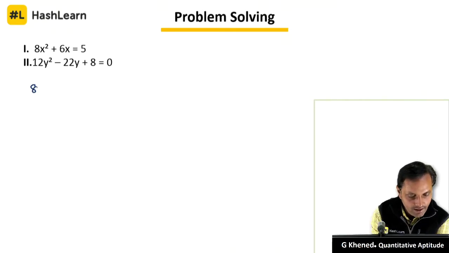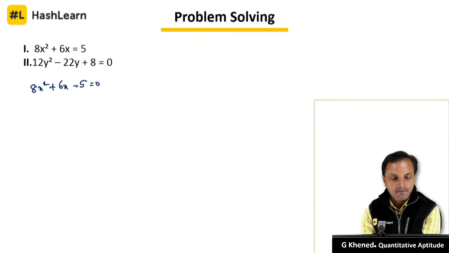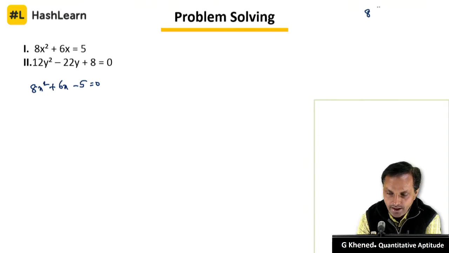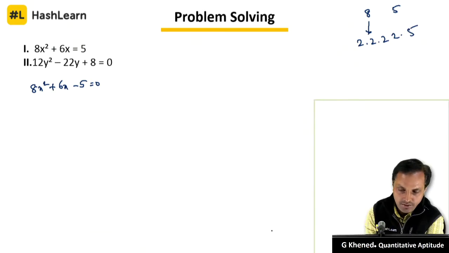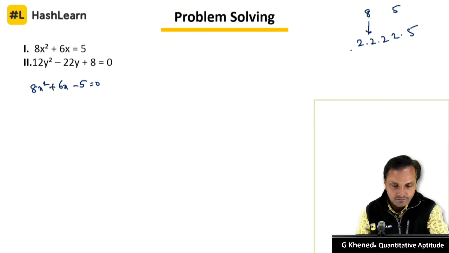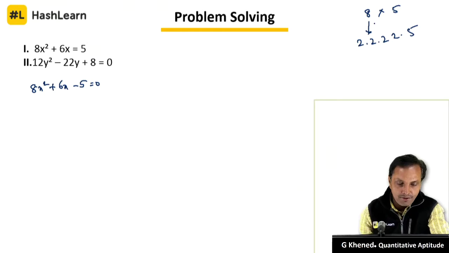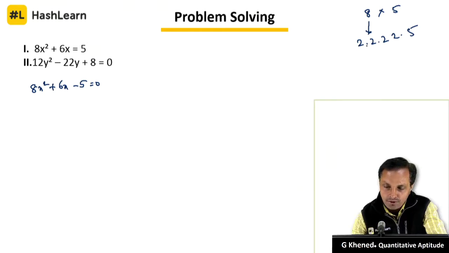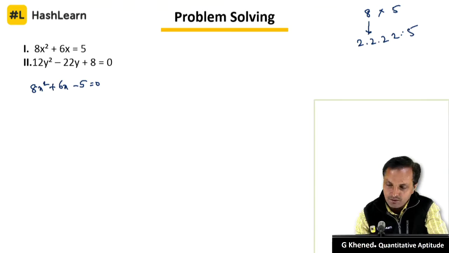Is equal to 5, 8x square plus 6x minus 5 is equal to 0. What are the factors? 8 and 5. This can be written as 2 into 2 into 2 into 2 into 5. So you should get 6. 20 minus 4, no, you won't get 6. Eight fives are 40, multiplication 40, you should get 6. So 4 4s are 16 minus 5, you won't get 6.